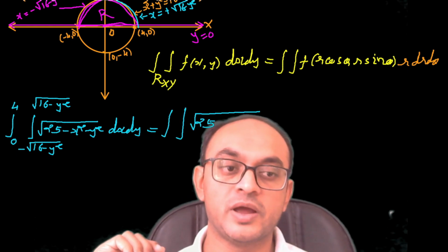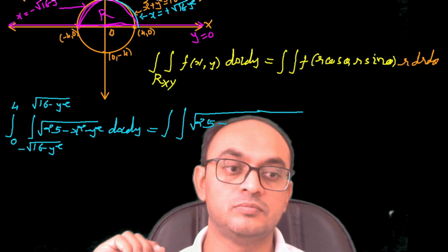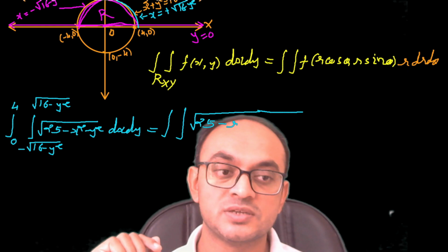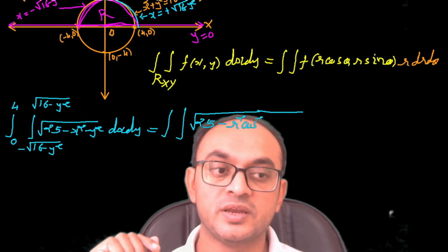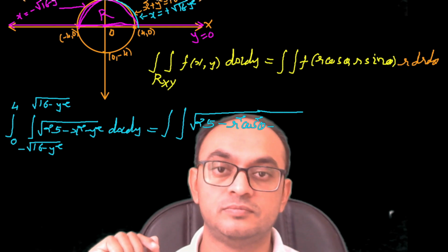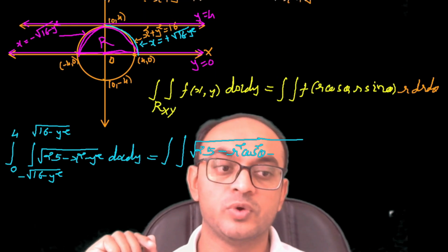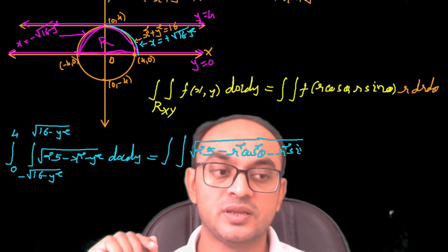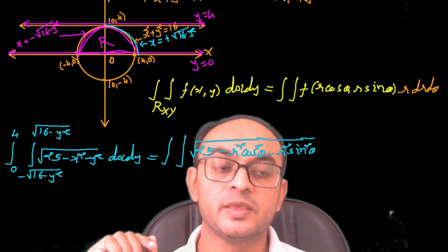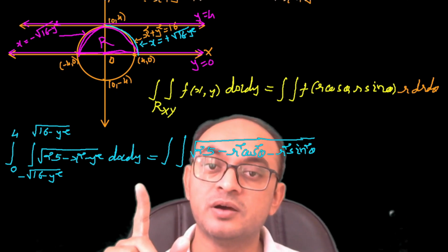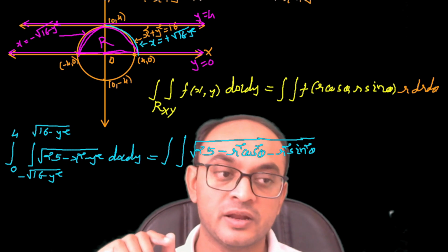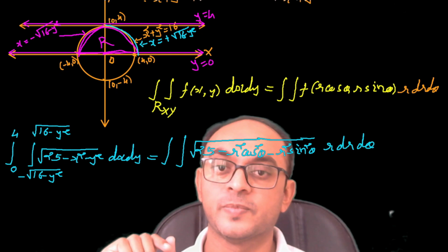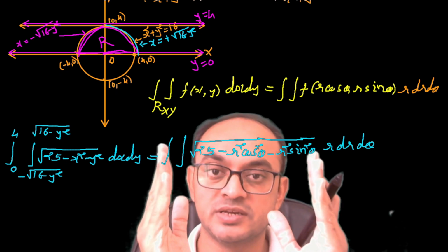25 minus, what is x? X is r cos theta, so it is r square cos square theta, minus, what is y square? Y is r sin theta, so it is r square sin square theta, and then dx dy becomes r dr d theta. So I am writing r dr d theta, right? So this thing is clear.